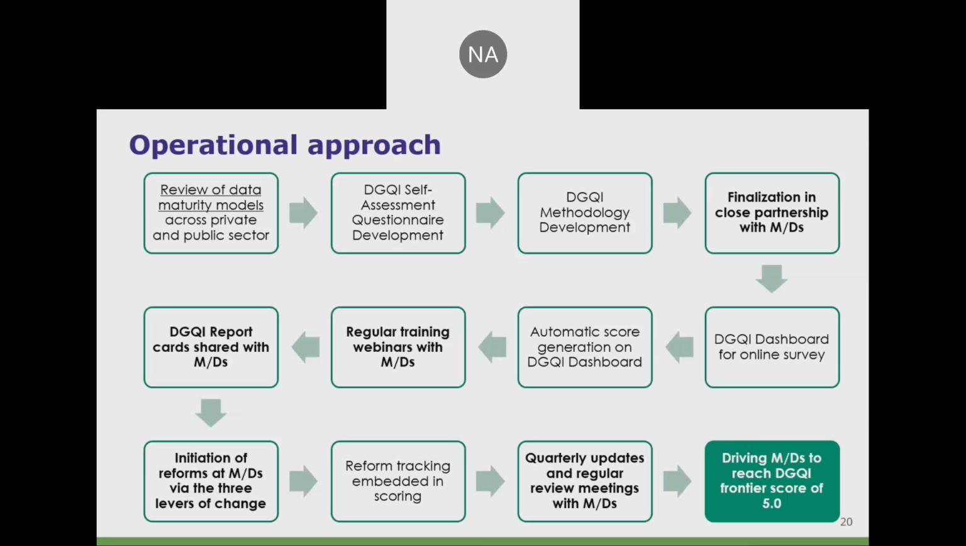We embedded the reform tracking also in the scoring. So therefore, as we discussed in the previous slide in the vertical scope, whether the ministries have prepared DSUs and action plans and what is the status of implementation, that is also being used for scoring, so that we are not just using the data systems for scoring, but we are also using the activity side for scoring. And then we have regular quarterly updates to the scores and regular review meetings with the ministries, so that the continuous momentum of reforms is maintained. This way we aim that the ministries will be able to reach the DGQI frontier score of 5.0 within the next few years. Next slide.